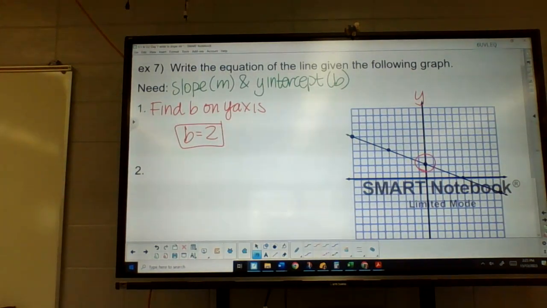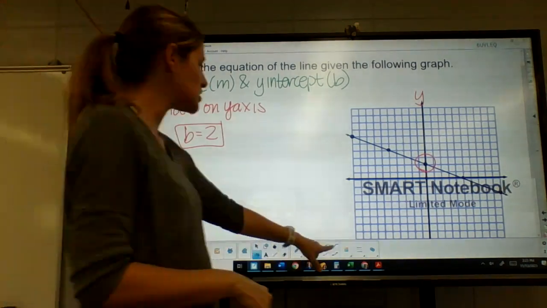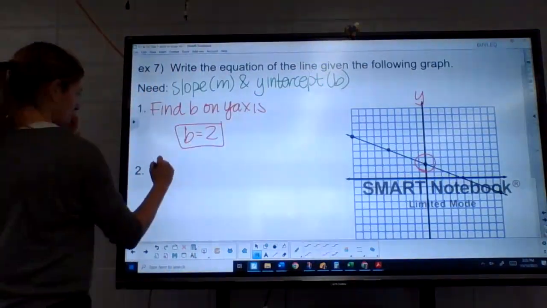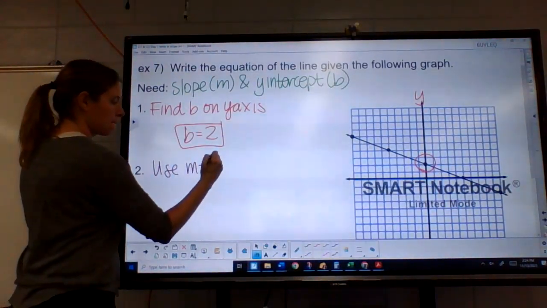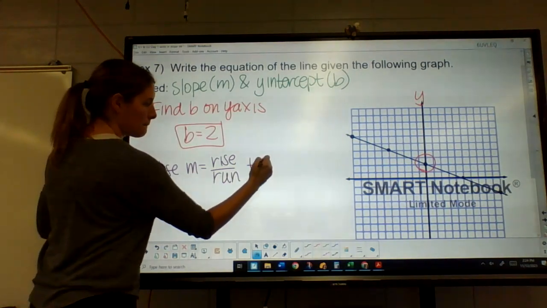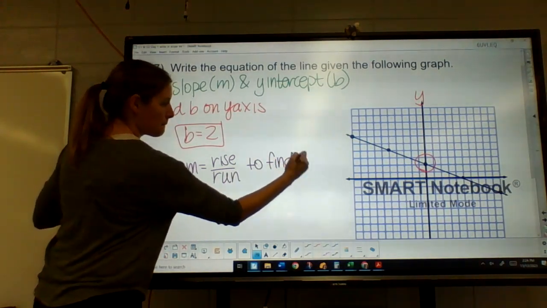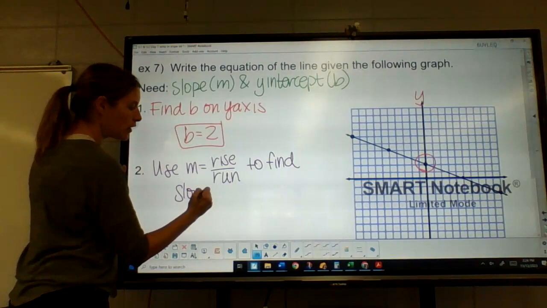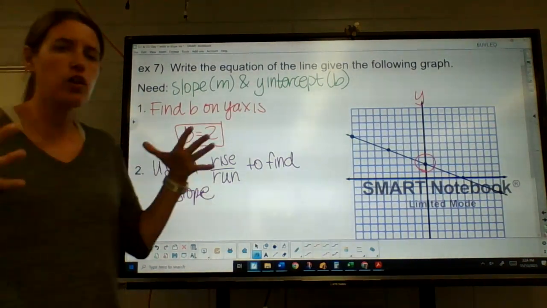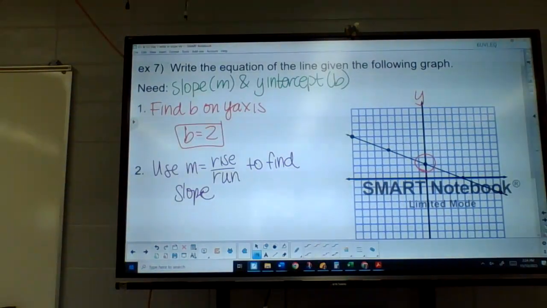What else is not that bad to find from the graph? Slope. The slope isn't that bad. Hopefully, based off of last chapter, you guys are good at figuring out rise over run to find our slope. Now remember, when we do this, we just look at any 2 points. The closer they are together, the easier it is.